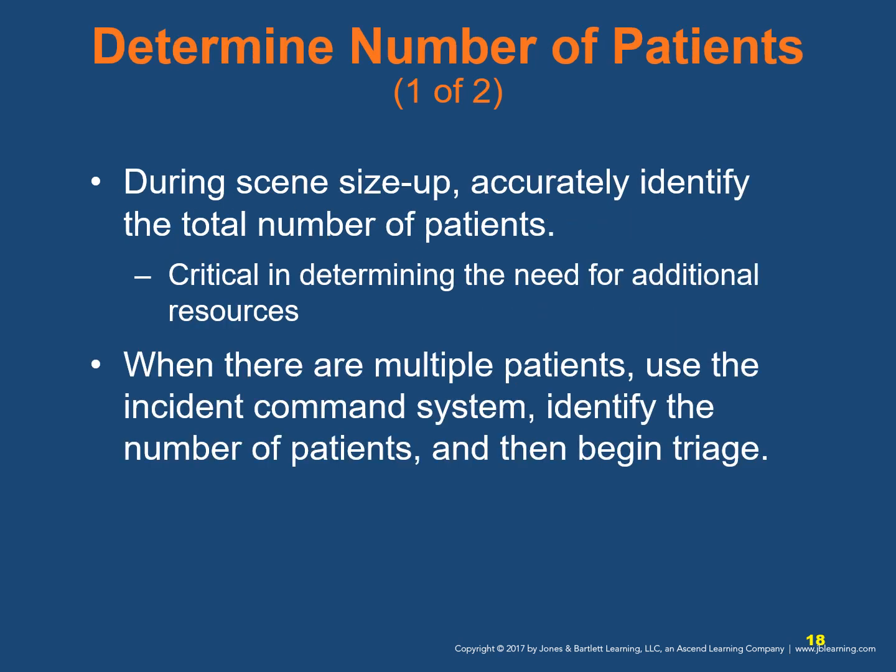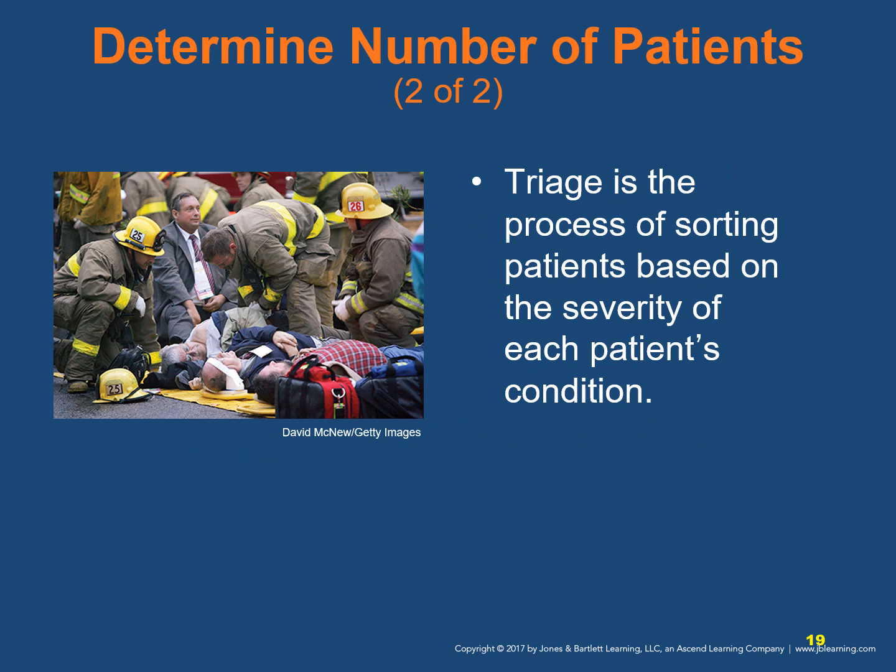During scene size-up, it is important to accurately identify the total number of patients. This is critical in determining your need for additional resources. When there are multiple patients, you should use the Incident Command System. Identify the number of patients and then begin triage. The Incident Command System is a flexible system implemented to manage a variety of emergency scenes, and triage is the process of sorting patients based on the severity of each person's condition.